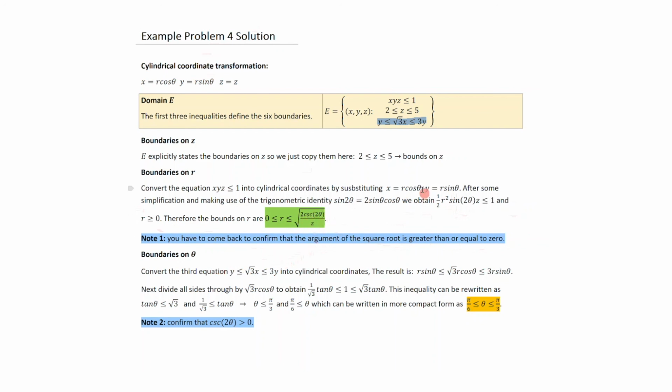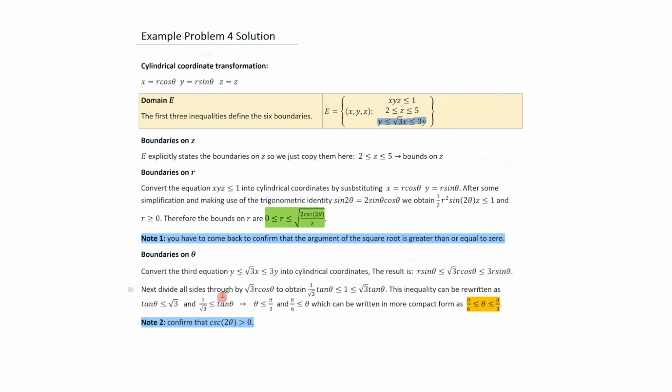Okay, so we've got a bound on r, we've got a bound on z, and the last thing is a bound on theta, and we're going to get that information from the last equation over here. So convert the third equation into cylindrical coordinates. This will become r sine theta, this is r cos theta, and this is r sine theta. So we end up with this expression.